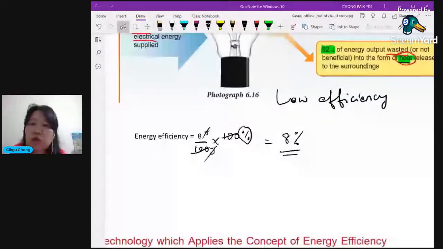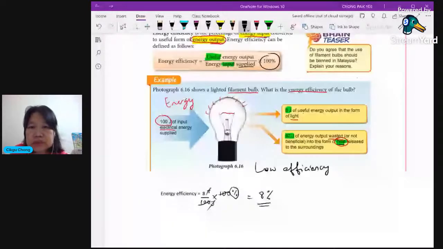Okay, so this is how you get the efficiency of your electrical appliances. Always take the useful energy they give you in the question, then you divide by the total amount of joule supplied to it, times 100%. Okay, so it's low efficiency. So let's compare some bulbs now.